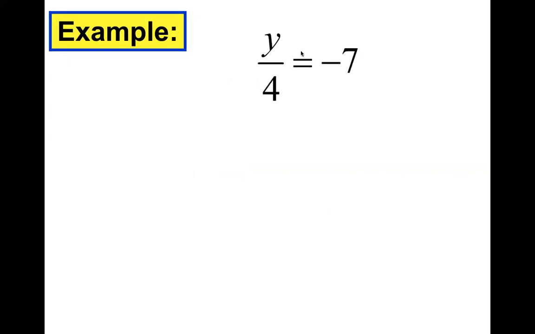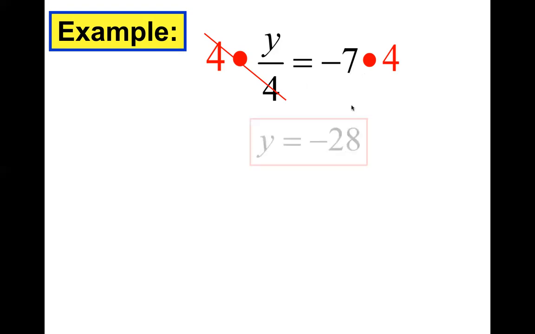Now for something different. We have y over 4 equals -7. Recall that you're really just reversing whatever operation you're given to isolate your variable. So in this case, if you have y over 4 equals -7, you're going to multiply both sides by 4. So you can see here that your 4 is going to cancel out on the left side and you're left with y. So y equals -7 times 4. That would give you y equals -28.